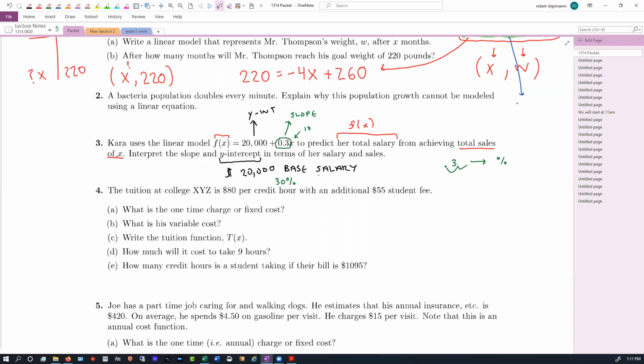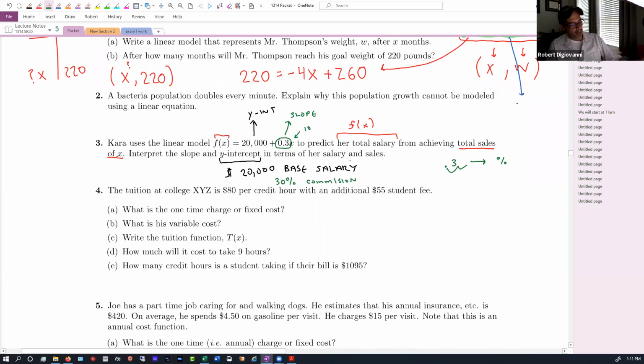Commission. I think I spelled that right. Doesn't seem right. Commission. So in this particular model, the 20,000 is her base salary, and the 0.3 in front of that x is her percentage of commission. So she makes 30% on everything she sells. She sells $10, she gets $3. $100, she gets 30. $1,000, she gets 300. So 30% commission.